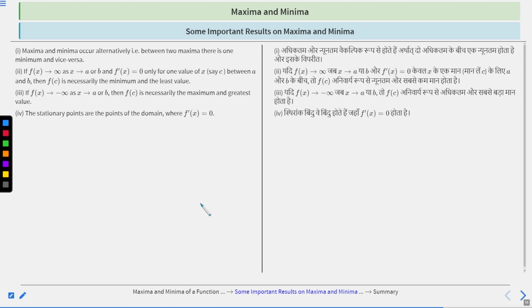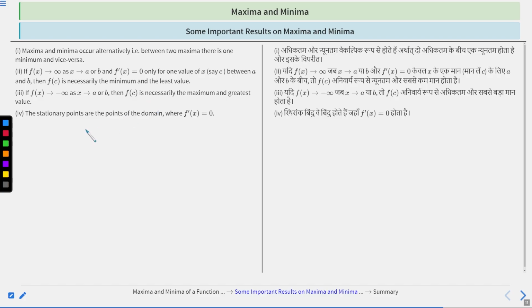Got it? Now, some important points and results on maxima and minima. Maxima and minima occur alternatively, that is, between two maxima there is one minima and vice versa. Next one is if f(x) tends to infinity as x tends to a or b and f'(x) equals 0 for only one value of x, say c, between a and b, then f(c) is necessarily the minimum and least value. Next point is if f(x) tends to minus infinity as x tends to a or b, then f(c) is necessarily the maximum and greatest value.